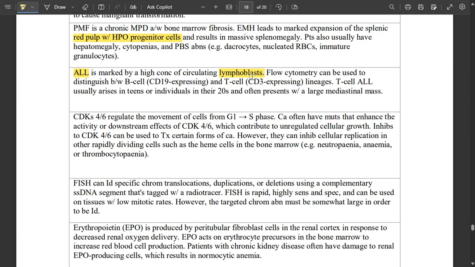So how do you differentiate them? Differentiation between T cells and B cells can be done by flow cytometry.